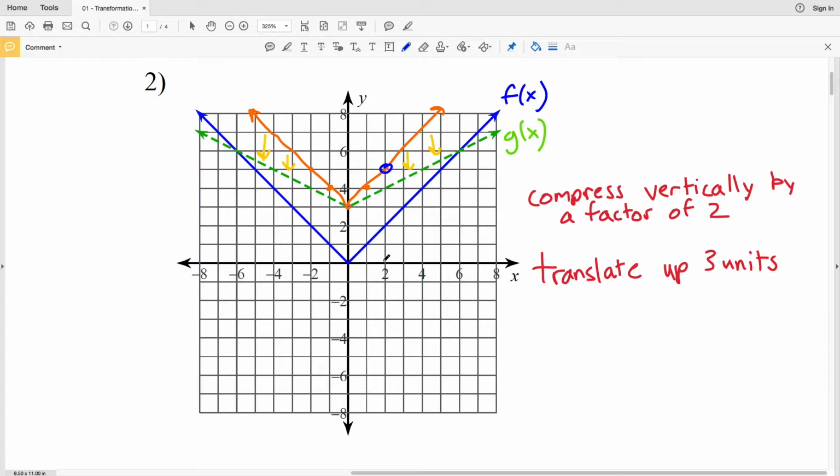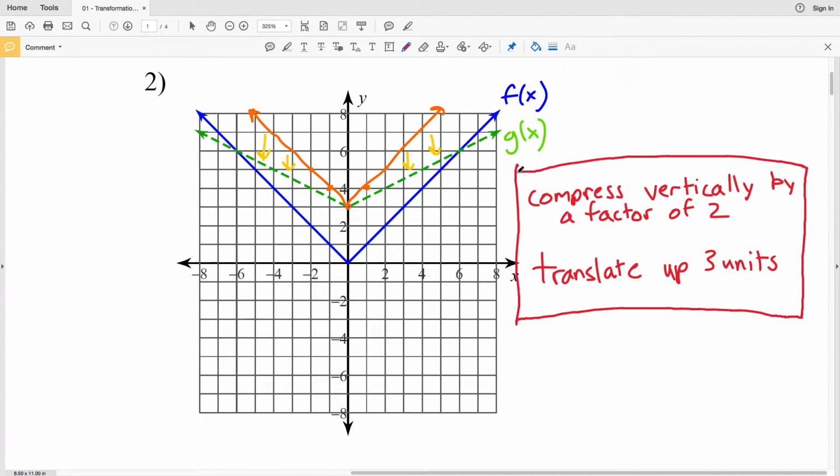And it's a factor of 2 because let's look at the points. Looking at this point, we're at 2, and the easiest way to see that we're compressing it vertically by a factor of 2 is that the slope of our f of x line is 1 over 1. However, in order to get to g of x, that slope, remember slope is rise over run, is 1 unit up, 2 units to the right. So the slope of g of x would be 1/2. So we need to compress it by that factor of 2, going from a slope of 1 to a slope of 1/2. So we're going to compress f of x vertically by a factor of 2 and translate it up 3 units to transform it into g of x.